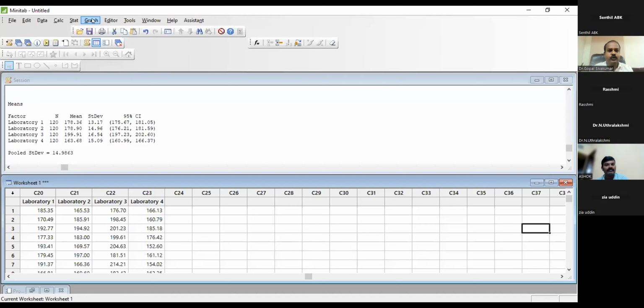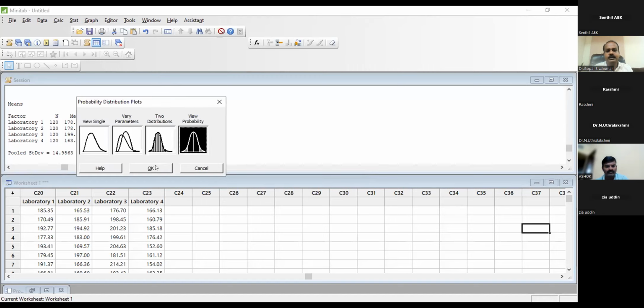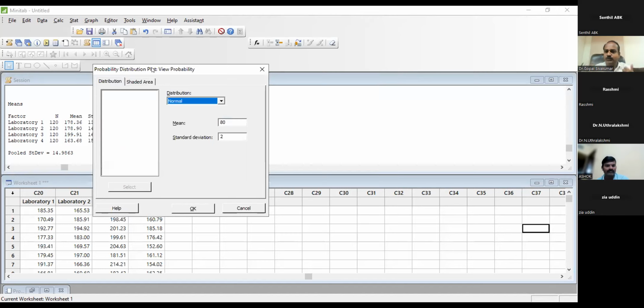I'm showing you Minitab again. Now go to Graph, Probability Distribution Plot, View Probability. Now it is not a real-time scenario like the students' marks, isn't it? Yes. There is no information about the characteristic. Only some statistics are available. So mean equal to 0, standard deviation equal to 1.